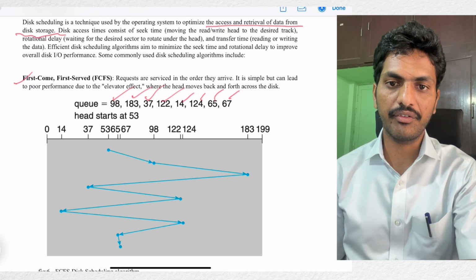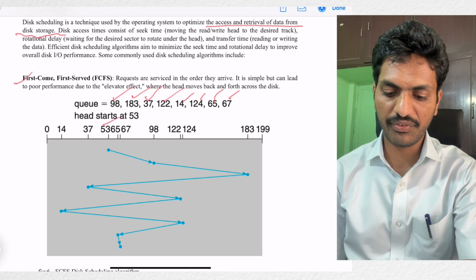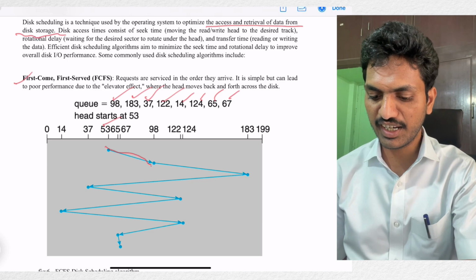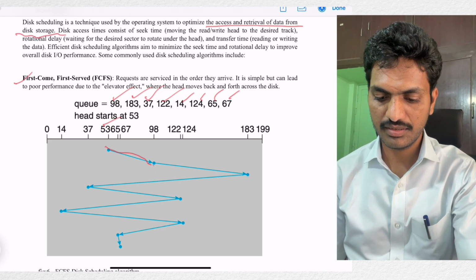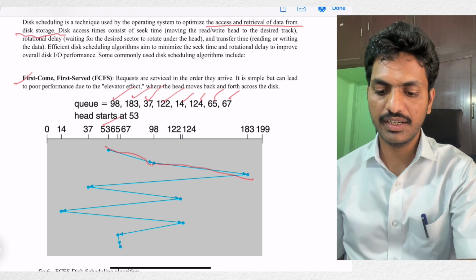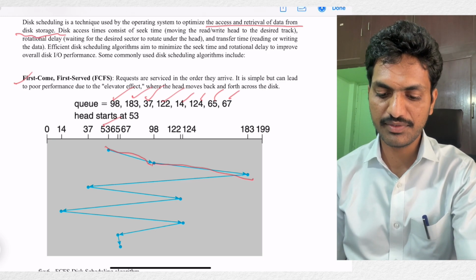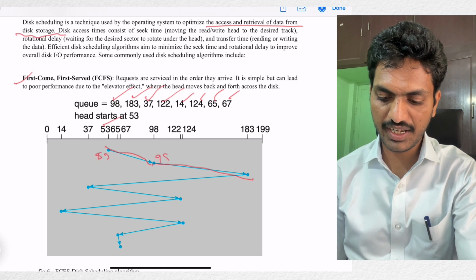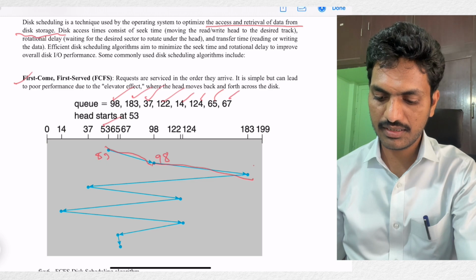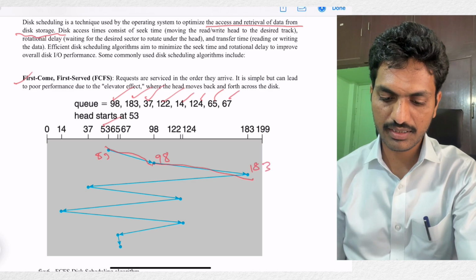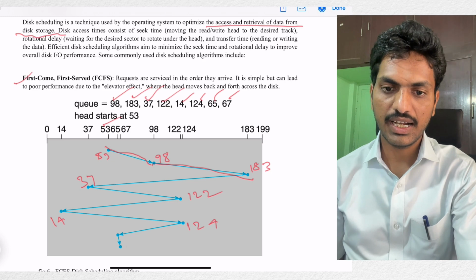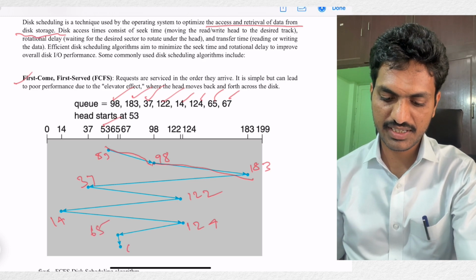The head is there at 53. So it is starting at the number 53 and going to the next number. What is the next number? 98. Then what is the next number? 183. Okay. See the order. First one, 53, and then 98, then 183. Come to the 37. Again, 122 and 14. Then 124 and 65, 67.